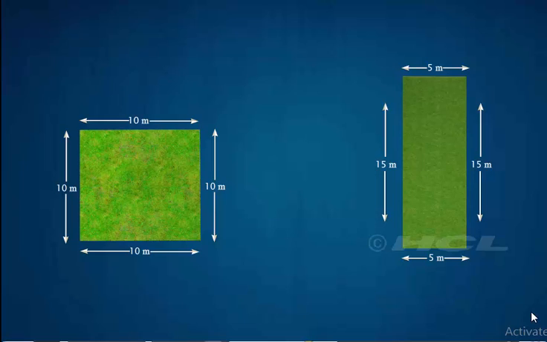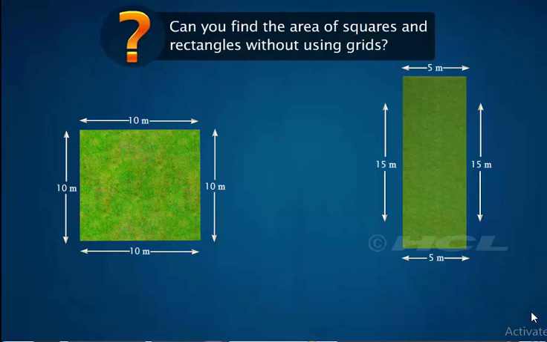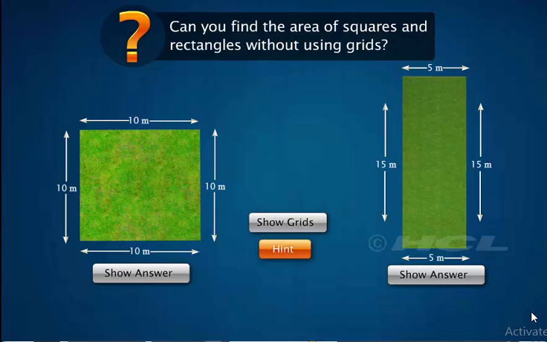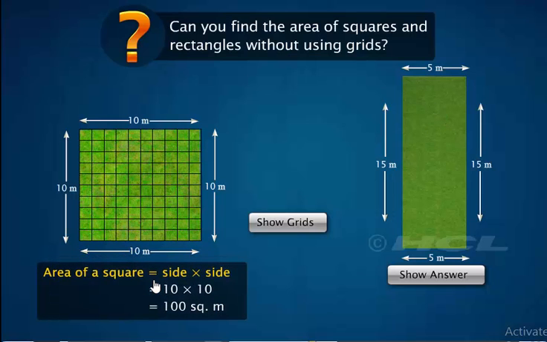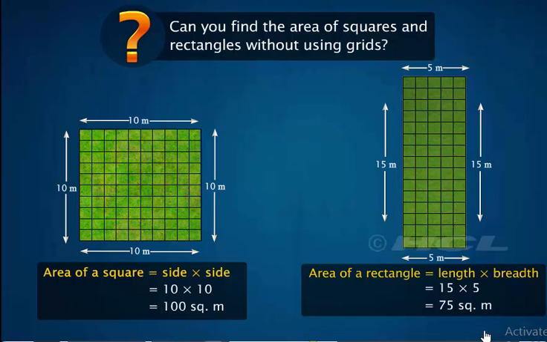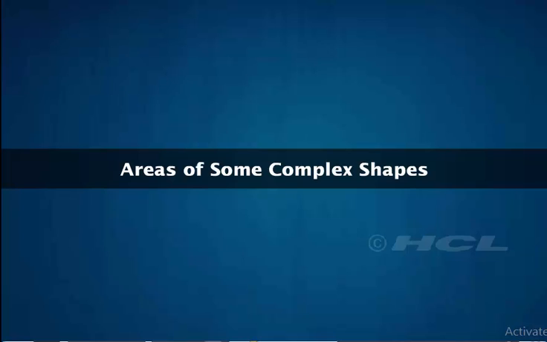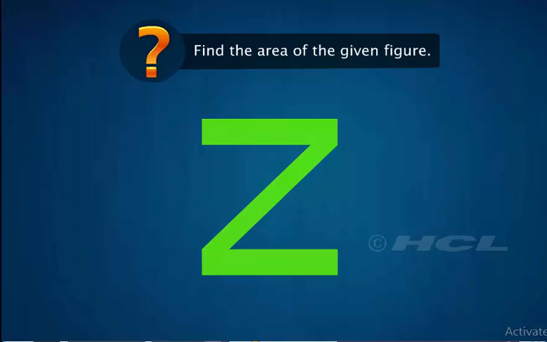Now, let's revisit the lawns we saw earlier. Note that one of the lawns is a square and the other lawn is a rectangle. Can you find the area of squares and rectangles without using grids? Now, let's see how we can find the area of such complex figures.